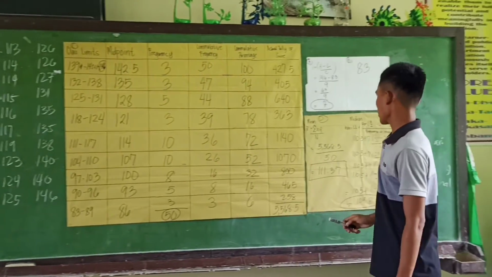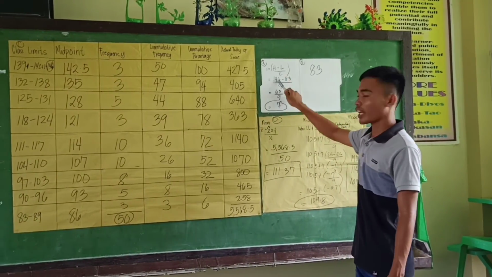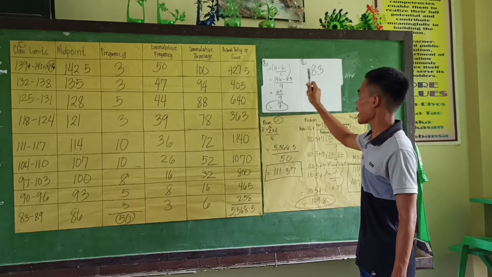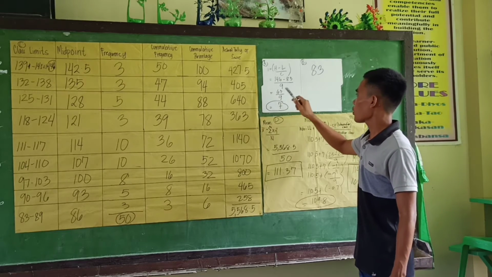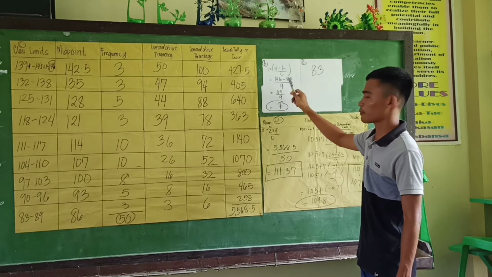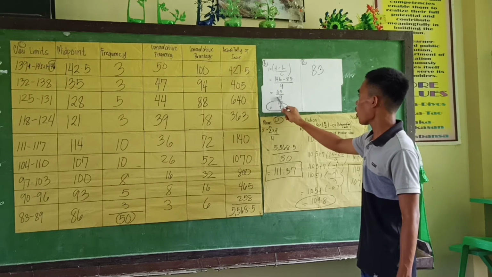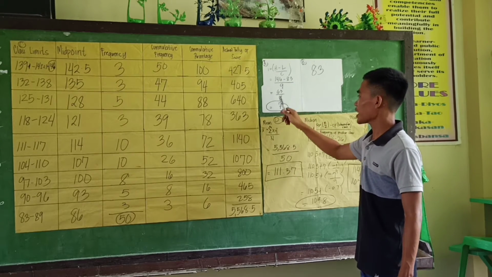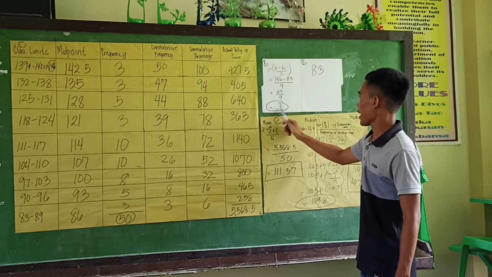Then now, substitute the given. Highest score, 146. Lowest score, 83, over class interval, which is 9. 146 minus 83 is equal to 63 over 9. 63 divided by 9, the answer is 7.